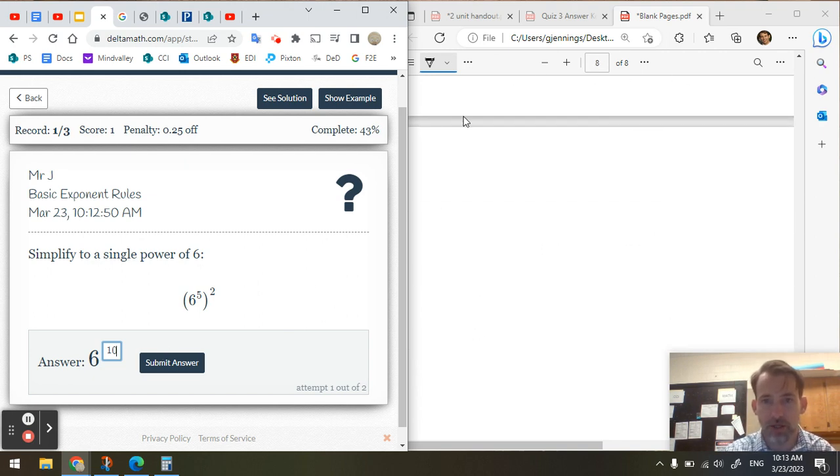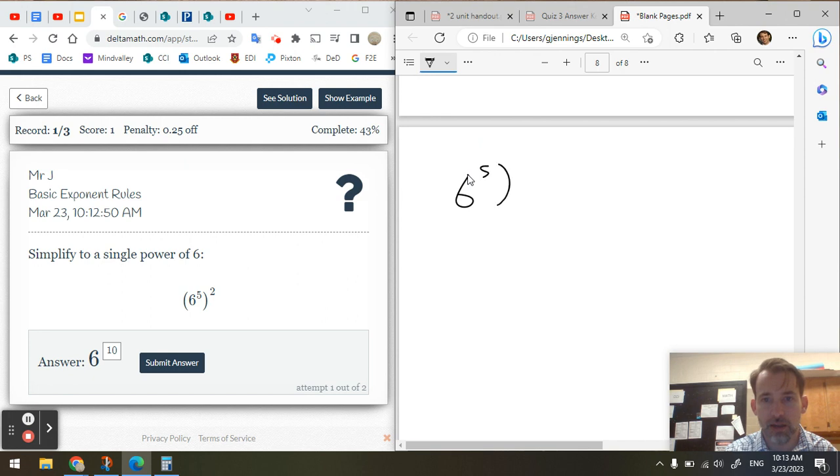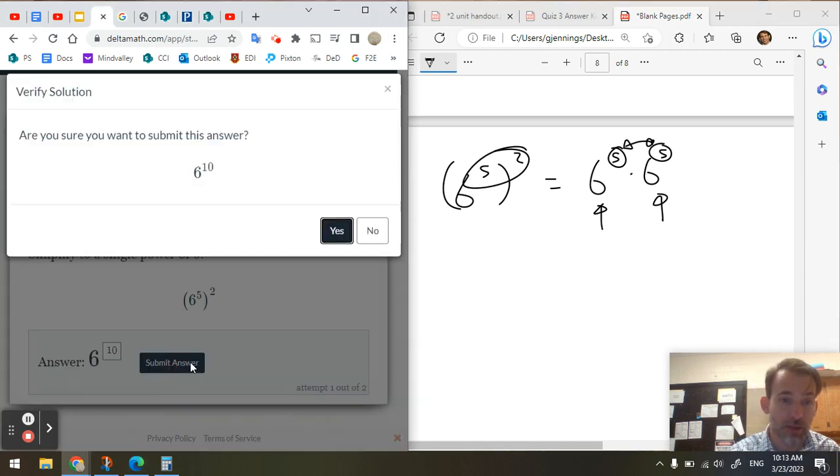If I do an example here, 6 to the 5 squared. Well, to square something means to multiply it by itself. 6 to the 5 times 6 to the 5. So this is 5 copies of 6 multiplying 5 more copies of 6. 5 plus 5 is 10, or 2 groups of 5 is 10. That's why we multiply these here.